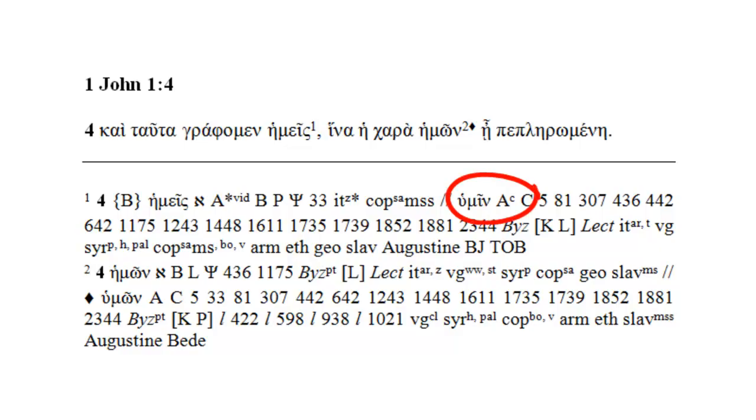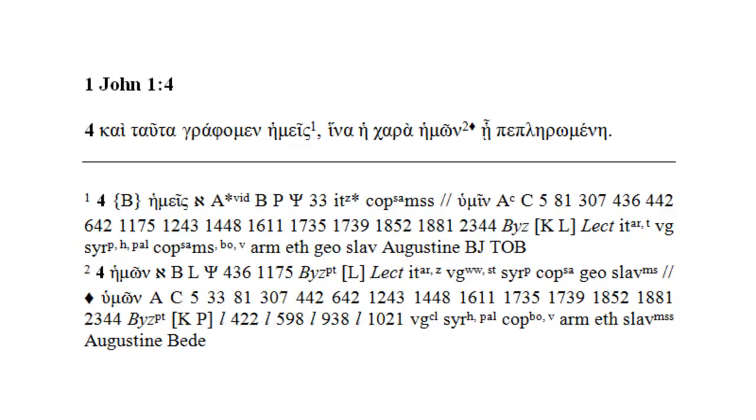So look over here to humin. You see capital A with the little c, the superscript C. This means that the corrector wrote humin, whereas the original hand wrote hemes. And we see the word vid, which means it appears. So it appears that the original hand had the reading hemes.